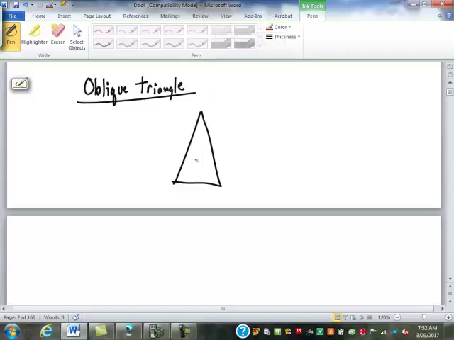So we're looking at an oblique triangle. We always label the angles, as we mentioned, with capital letters, A, B, and C. They could be any capital letters, G, E, F, whatever. But once we've labeled the angles with those capital letters, the sides are labeled by the angle across from it. So this side here would be side little a. This would be side little c and little b.